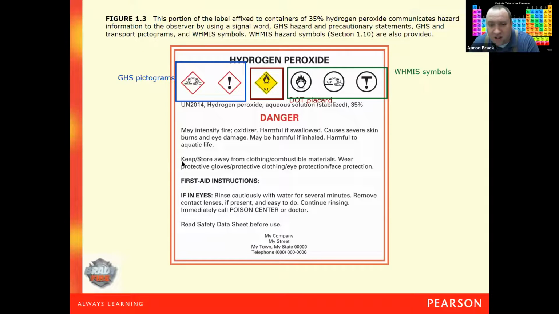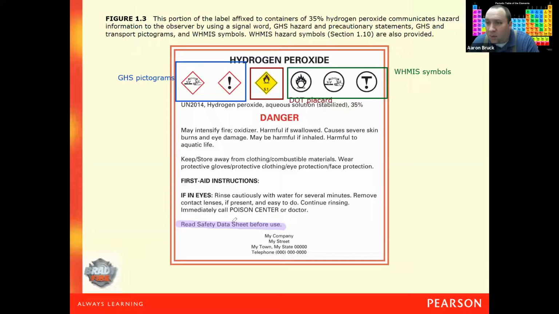Some storage information: keep away from combustible materials, wear protective gloves and proper personal protective equipment when using it. How to use it. What are the first aid instructions? If you get it in your eyes, rinse it cautiously with water for several minutes, and then get a hold of a doctor or the poison control center. The other key thing here, and this is always an important thing to do, and you'll hear this talked about in safety later, read the safety data sheet before use.